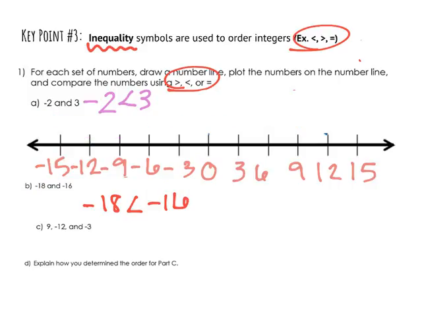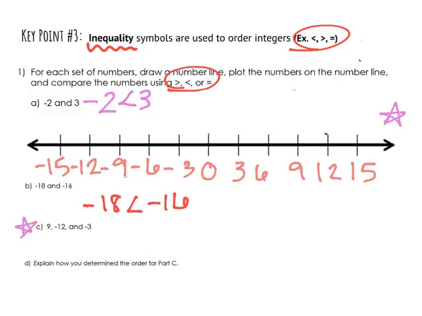And now looking at part C, we are given the integers 9, negative 12, and negative 3. I adjusted the scale of the number line provided. I did this just like we did in yesterday's lesson. I know that 3 is a factor of negative 3, negative 12, and 9. So my scale is counting by 3.